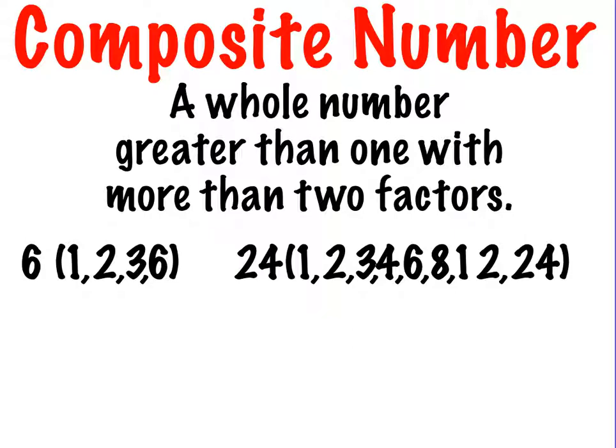Composite numbers are whole numbers greater than 1 with more than 2 factors. Okay, so any number that isn't prime is composite. So 6 is divisible by 1, 2, 3, and 6, so it is a composite number.